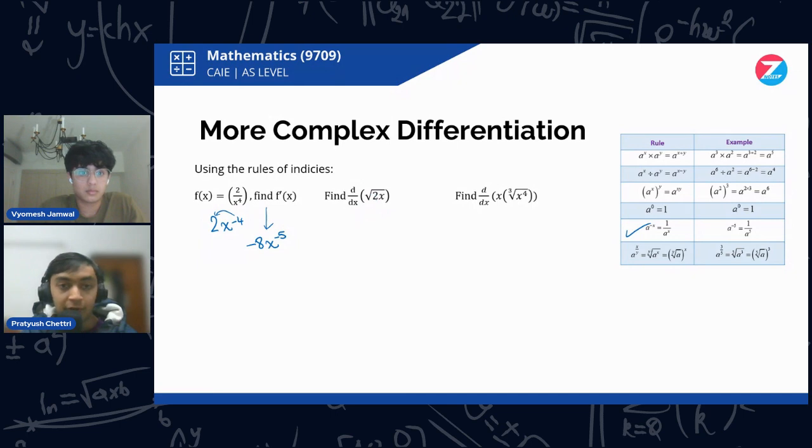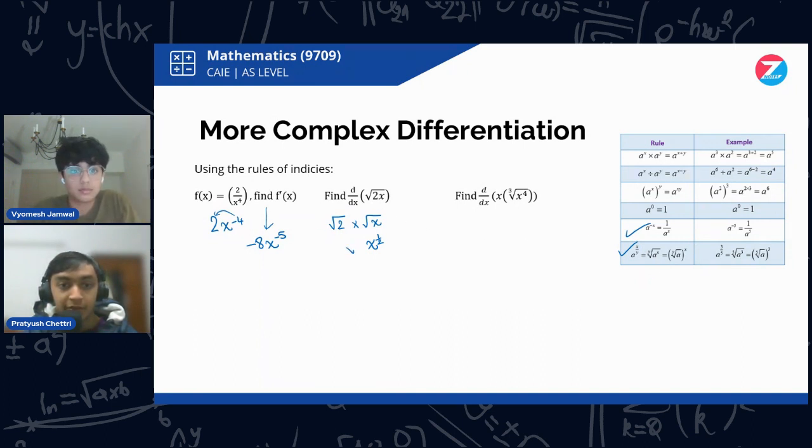Here, what's going on here? We have a root 2 over 2 and the x. So I can write this as root 2 times root x. And what does root x mean? That means x to the power half. I hope you know that one as well, this rule here.